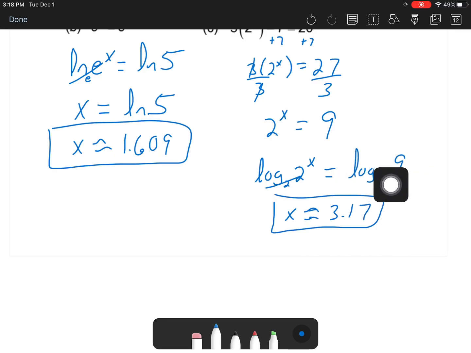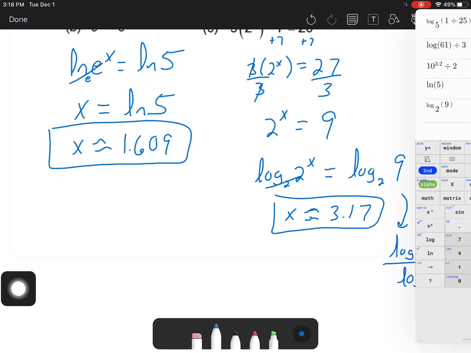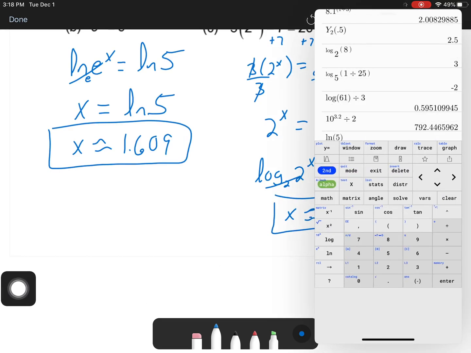Now, I want to show you one other thing, just in case you're using a calculator that doesn't have that change of base function on it. There's a way you could evaluate this without that. For this one, you could take log of 9 divided by log of 2. So whatever the base is, you can just divide by that. So you can use a common log 9 divided by common log 2, and divide it that way, and you'll get the same thing.